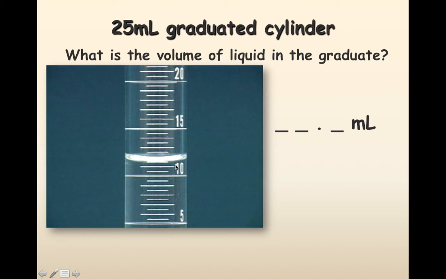Another one. So here we have 10. Go up 2 is 11. Up 2 more is 12, 13, 14, 15. So we can see it's definitely between 11 and 12. So we're going to put in 11. Now we're going to estimate. And it looks like it's right around 11.5. Looks like it's right on that line.